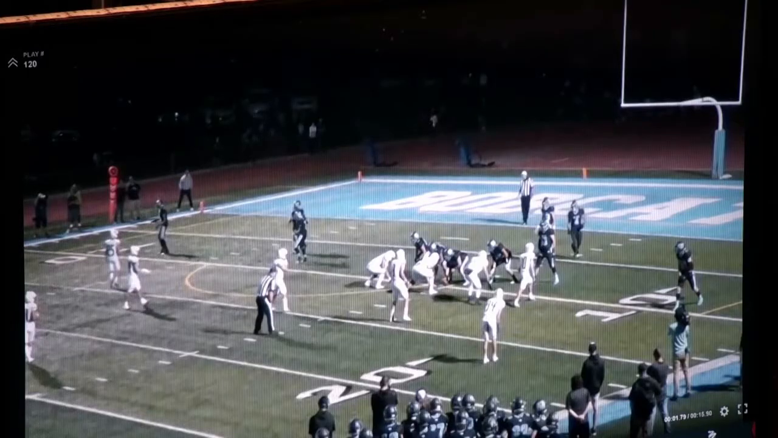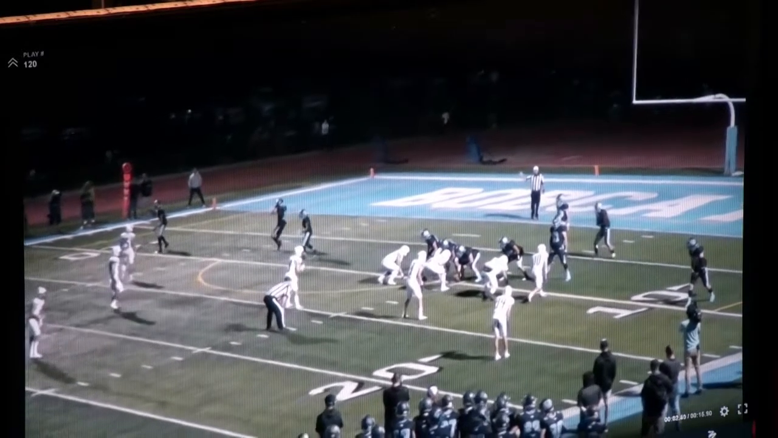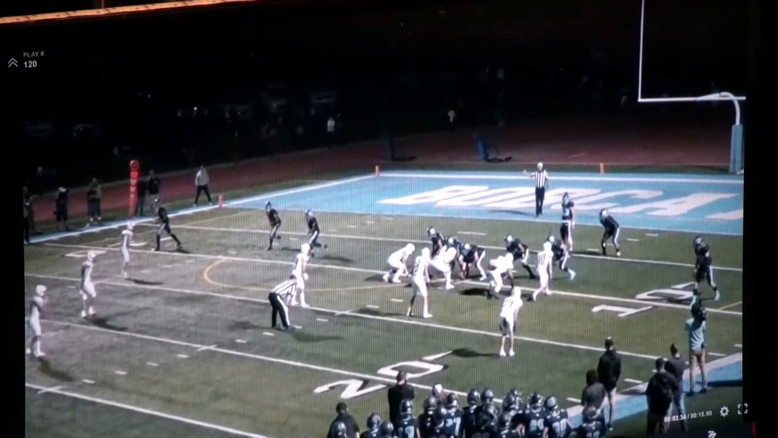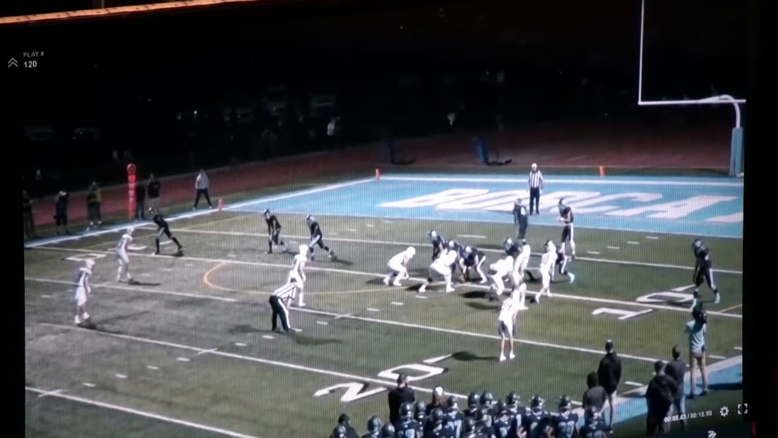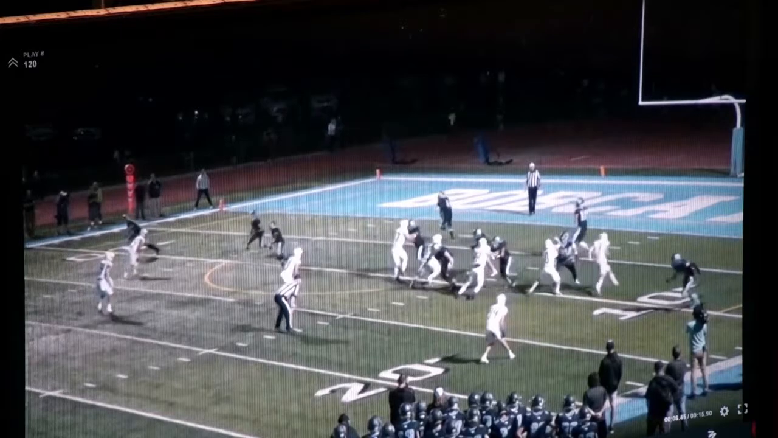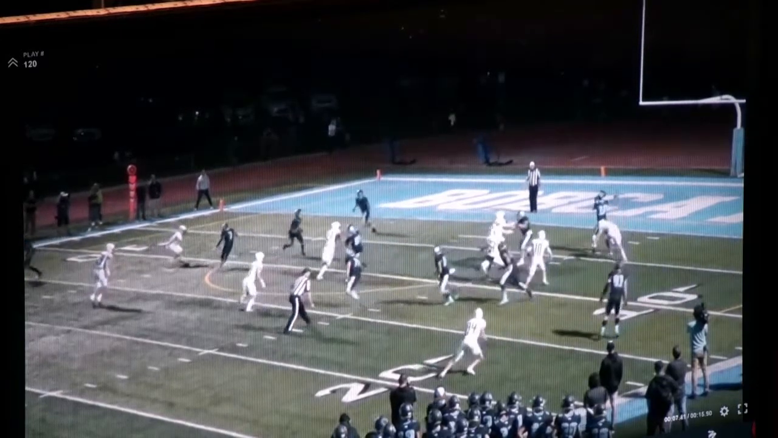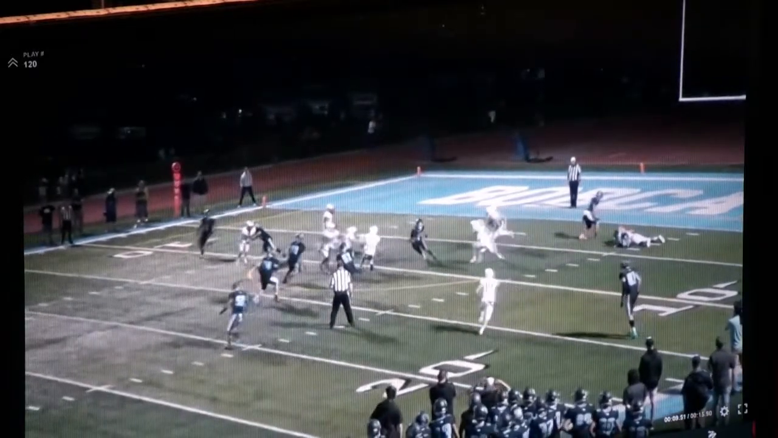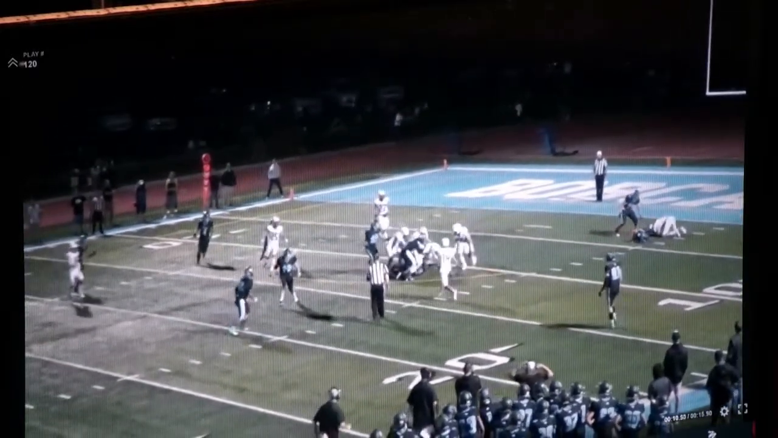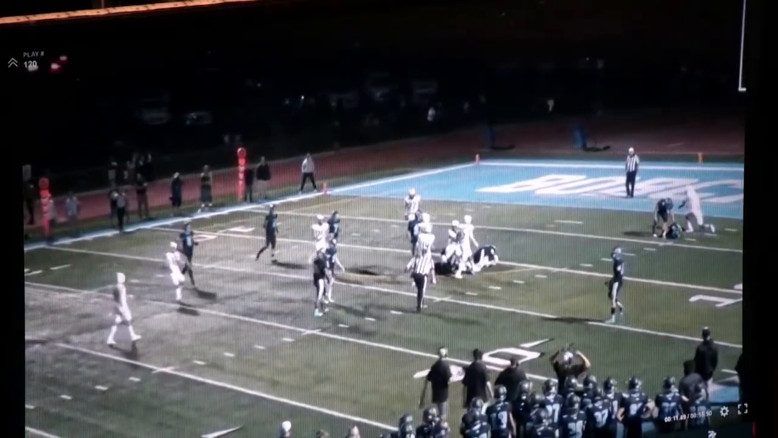So let's watch it again, in slow motion. I'll run it at full speed, and you'll see how violent this hit really was. The blocker blocks the defensive end, doesn't see the linebacker. The linebacker comes in and takes a free shot behind the knees of the quarterback, who never sees him coming. This ended the season for this quarterback and was not flagged during the game in real time.